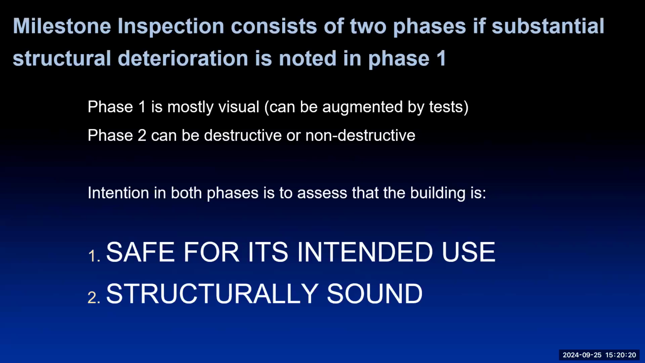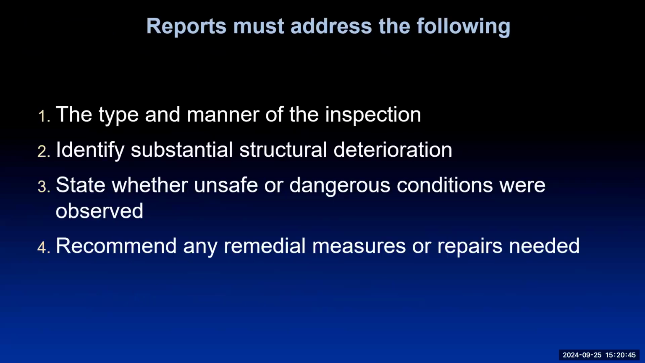There are two phases to the milestone inspection. Phase one is mostly visual, although it could be augmented by tests. Phase two can be destructive or non-destructive. The intention in both phases is to assess that the building is safe for its intended use and structurally sound. Our reports have to address the following: type and manner of the inspection, structural deterioration, if there is substantial structural deterioration, state whether unsafe or dangerous conditions were observed, and recommend any remedial measures or repairs needed.